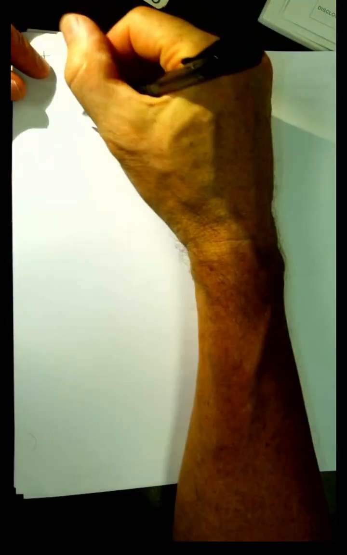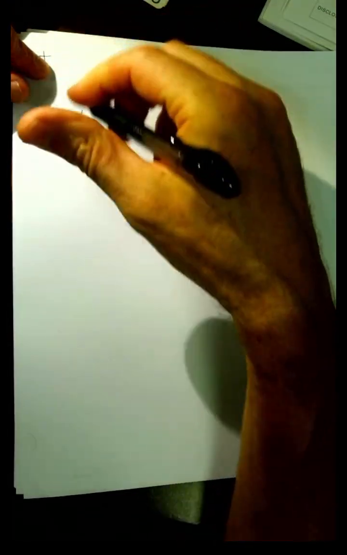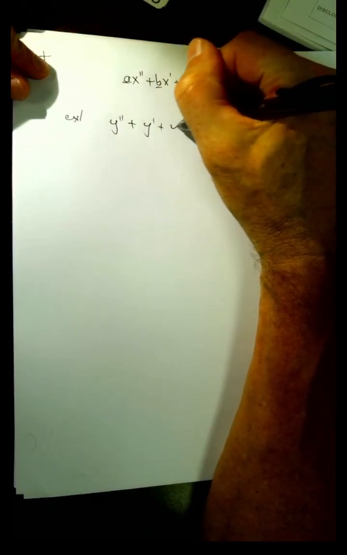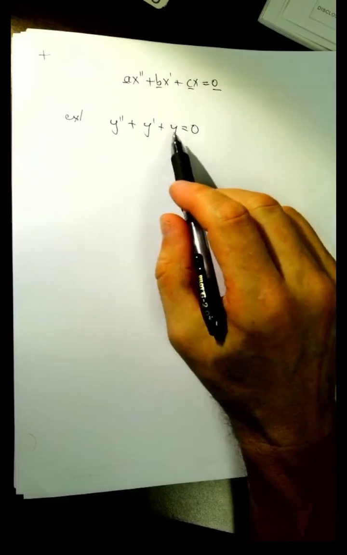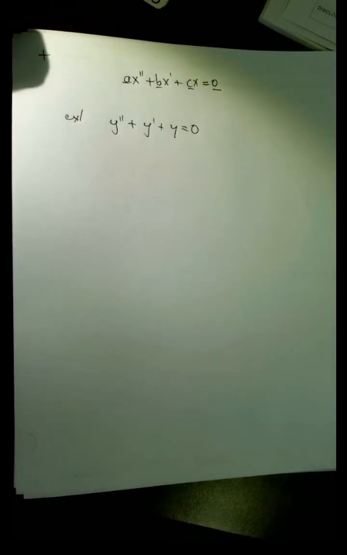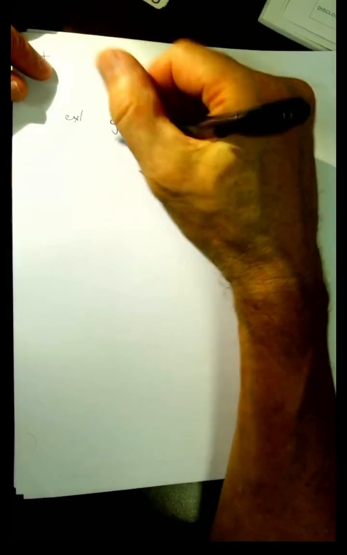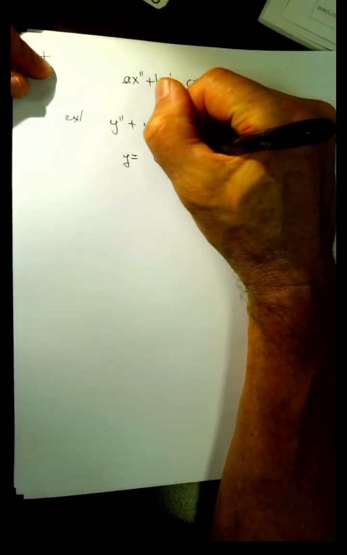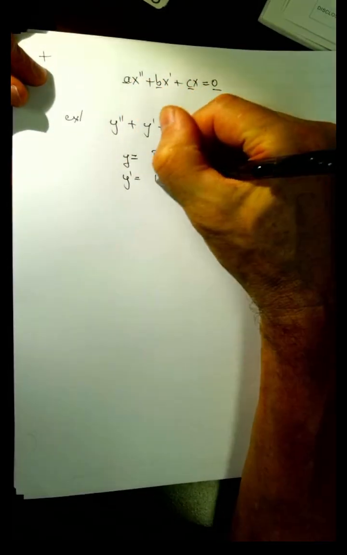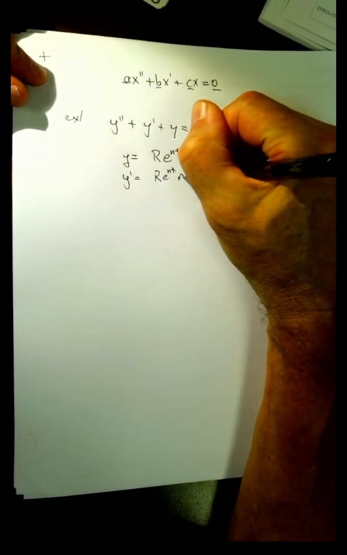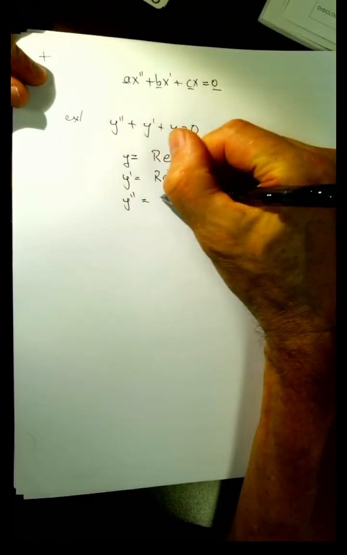So for example, suppose that we have y double prime plus y prime plus y is 0. It's constant coefficient. A is 1, B is 1, C is 1. It's homogeneous. It's linear. So now we make the assumption that y is an exponential function, e to the rt. I can take derivatives. And so far, this is exactly like what we've seen before.